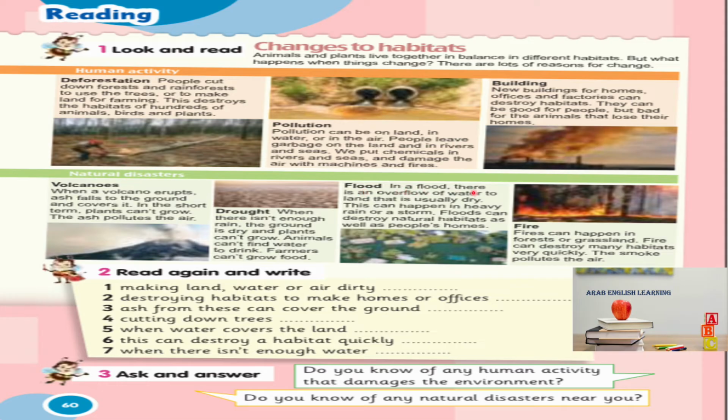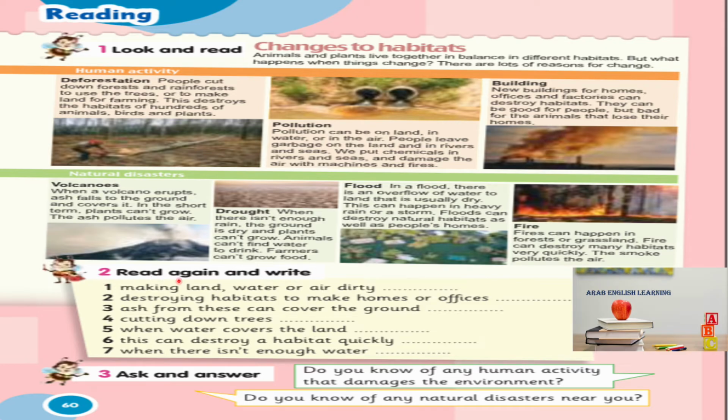Flood. In a flood, there is an overflow of water to land that is usually dry. This can happen in heavy rain or a storm. Floods can destroy natural habitats as well as people's homes. Fire. Fires can happen in forests or grassland. Fire can destroy many habitats very quickly. The smoke pollutes the air.